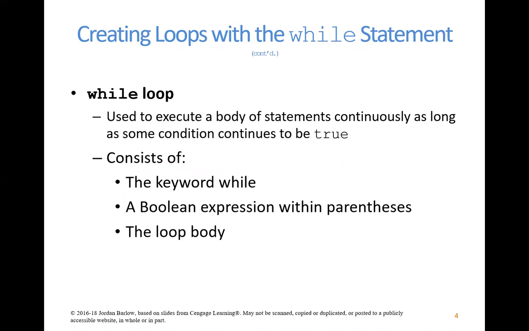So the most basic type of loop is a while loop, and it's used to execute a body of statements continuously as long as some condition continues to be true. So the syntax of a while loop consists of the keyword while, a Boolean expression within parentheses, and then the loop body.